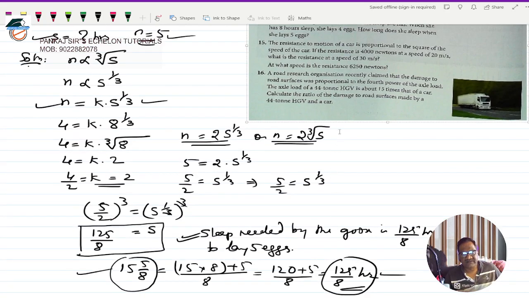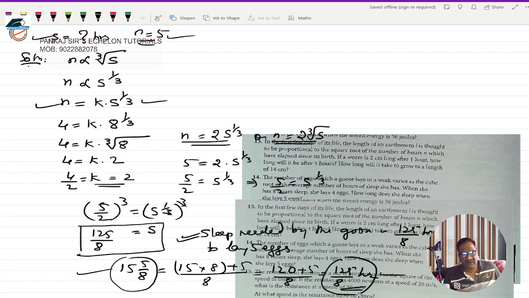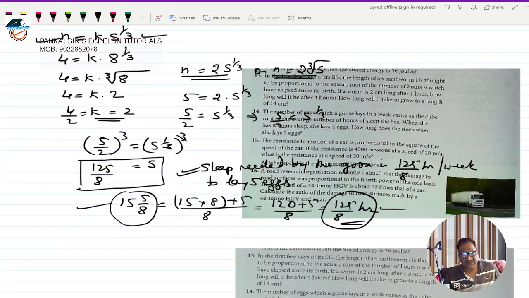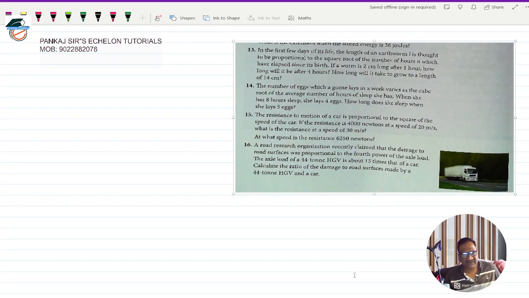So here we are at the 15th one. Now what does the 15th question have to say? Let us see. Question number 15.